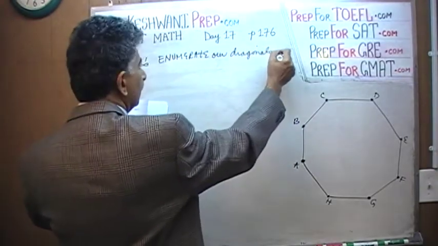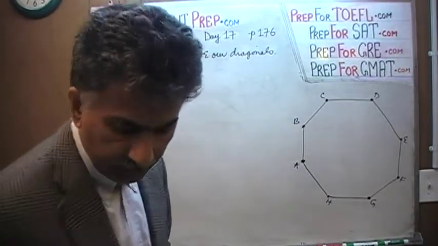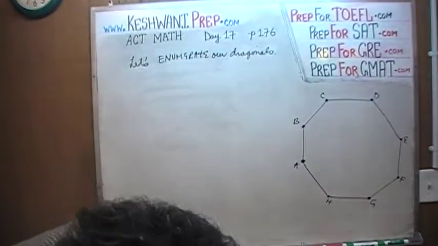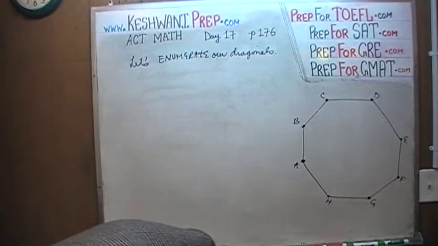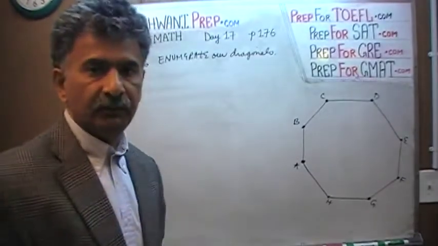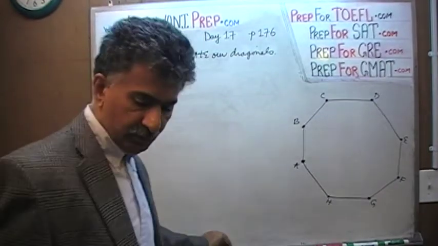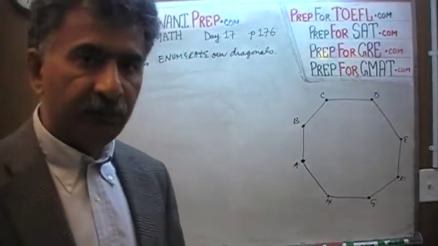Are diagonals. And I do not believe we ever learned the word enumerate. I'm going to make a list of that as well. Do you know what it means to enumerate? Enumerate is just a very fancy way of saying make a list. If someone says enumerate them, they're telling you to list them.